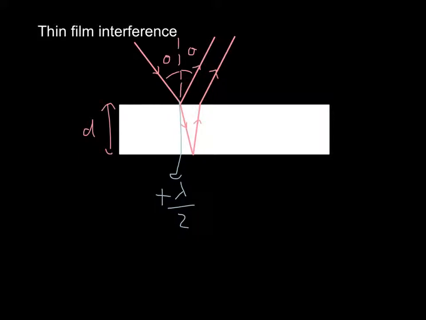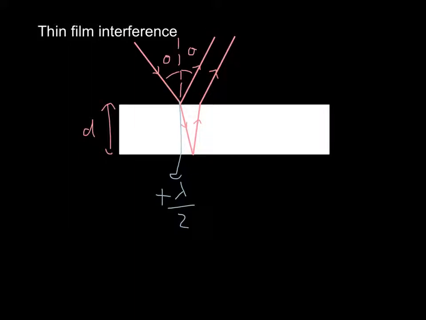So therefore we have two waves that are interfering, and their path difference is, of course, all this, because this wave here has traveled this much more than this one, and then we need to add lambda halves, because this one has gained a path difference of lambda halves when going from here to here.